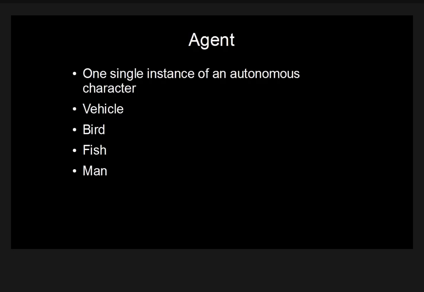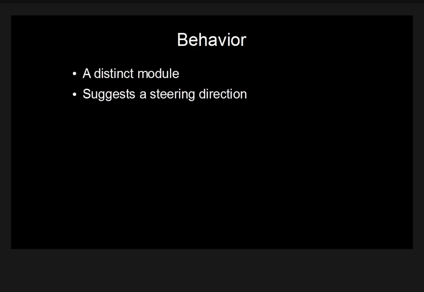The agent. What is an agent? An agent is a single instance of an autonomous character. It is, for example, a vehicle, a bird, a fish, or a man. Then we have a behavior. What is a behavior? A behavior is a distinct module, and it offers a steering direction. And we have a mind.